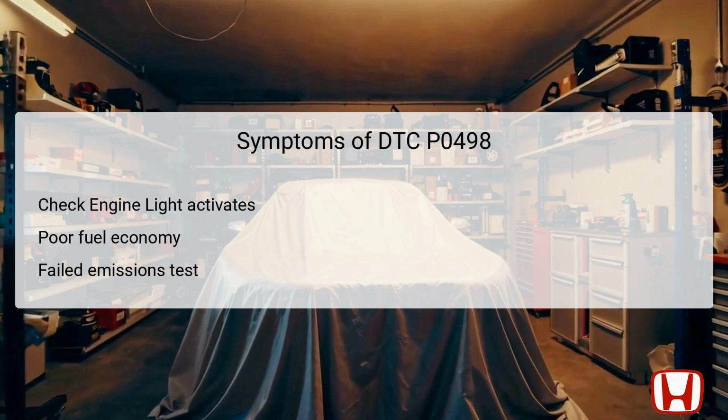When DTC P0498 is triggered, the most immediate symptom will typically be the illumination of the check engine light on the dashboard. This warning indicates that the vehicle's computer has detected an issue that requires attention. In addition to a visible warning, the driver may also experience poor fuel economy, as the vehicle may not be functioning efficiently within its designed emissions parameters.